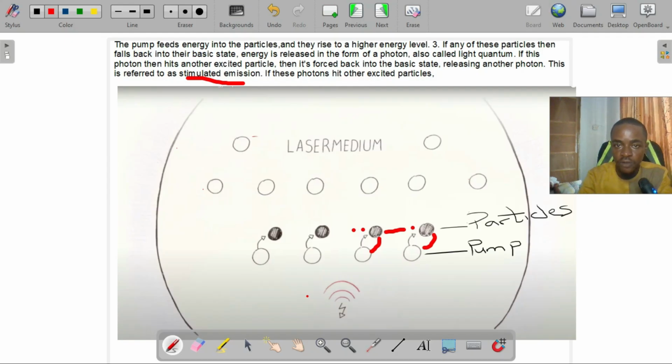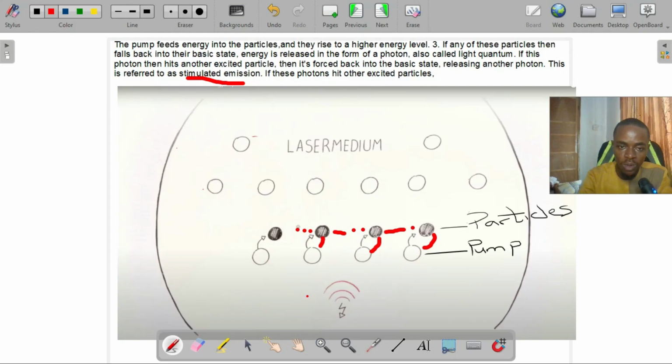Now if these photons hit other excited particles, it takes them to a higher state. Then once these particles fall back to the basic state, three photons will now be released.